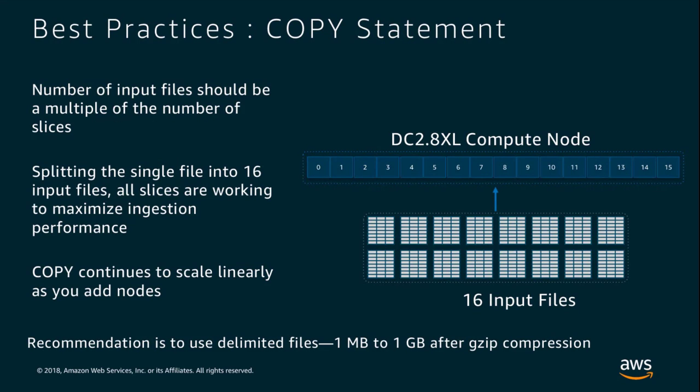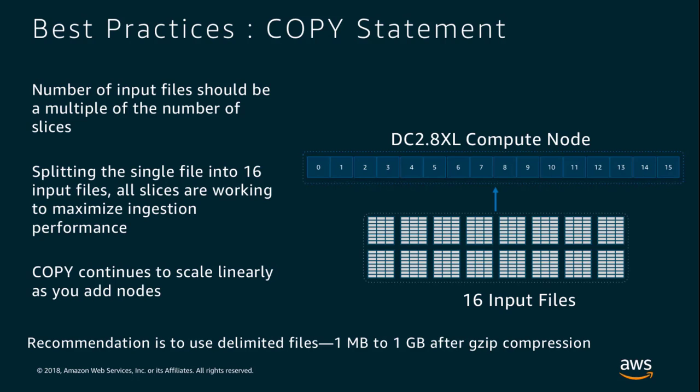If, on the other hand, I took that same file and broke it up into 16 smaller files, the leader node would see all 16 files on S3 and have the compute node load all 16 of those files entirely in parallel. This operation actually scales perfectly linearly. So this would run roughly 16 times faster than the previous example.